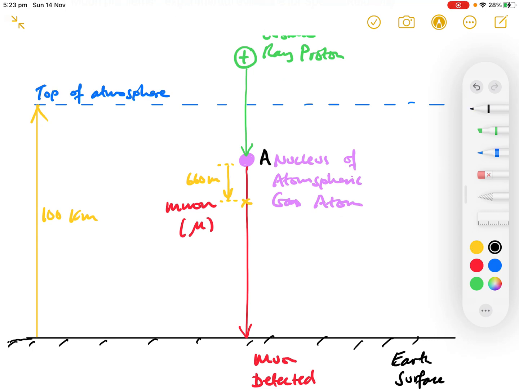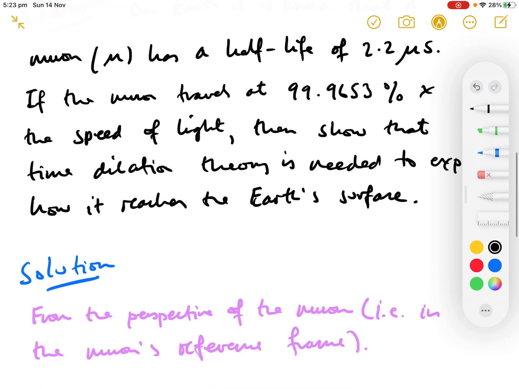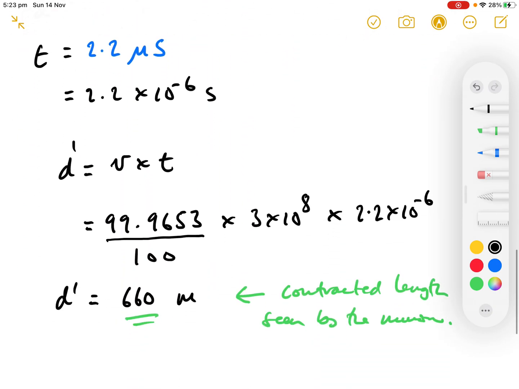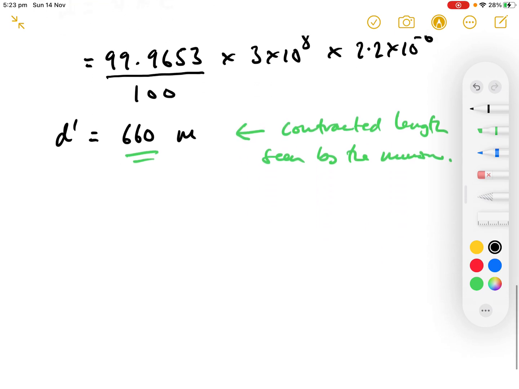Well, the fact is the muon has in fact travelled a longer distance from A to B, the uncontracted length, if you like, and this would be the length that would be measured by an observer on the Earth, who's stationary, if you like, with respect to the muon.